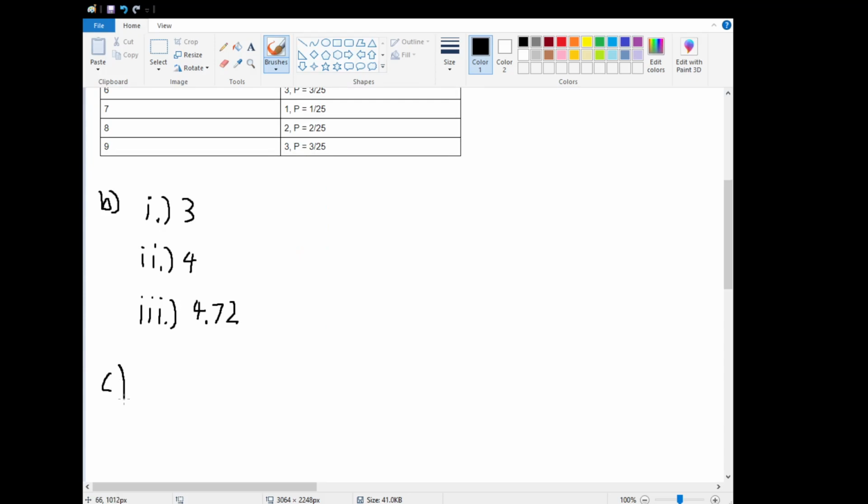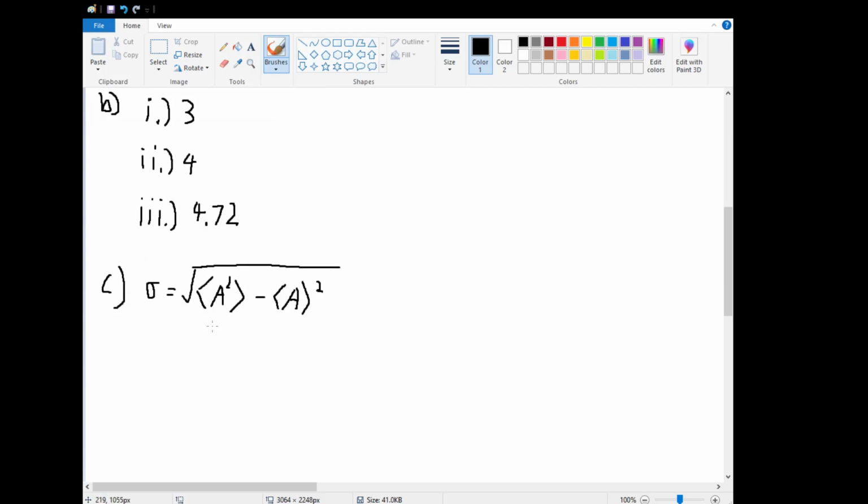And we already know what the formula is. We know that the standard deviation is equal to the square root of the expectation value of whatever we're looking for, A squared, subtracted by the expectation value of A itself, and then squared. And once we write this out, well, we already know that the expectation value of A itself is just 4.72. So this, in fact, equals, and we can calculate this as well.